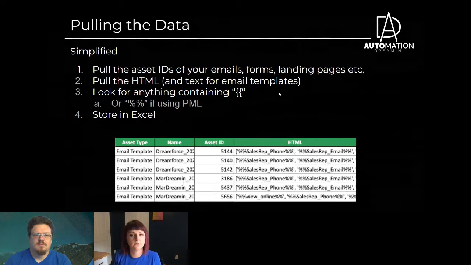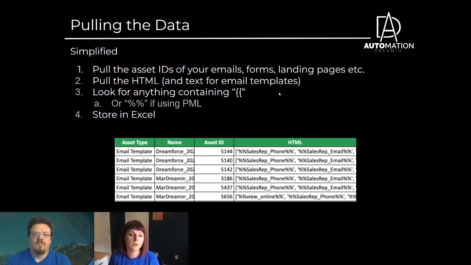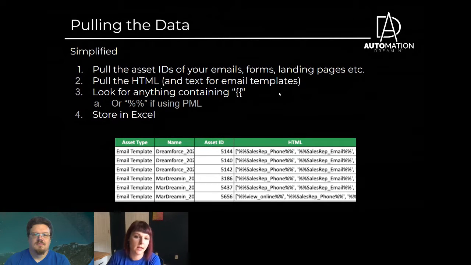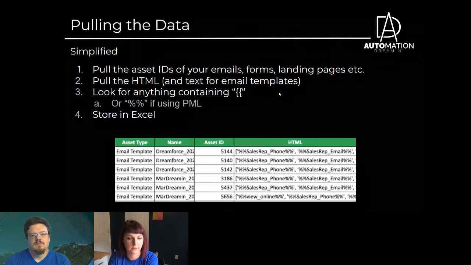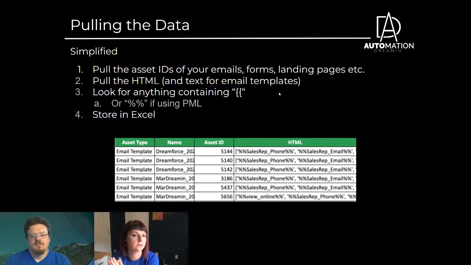And then you'll want to look for anything starting with the two curly brackets if you're using HML, or the two percent signs if you are using PML. And then you'll drop all of that data in Excel. I have a little preview of what my Excel file would look like here. It lists all of my assets and then any tags that are used in them. And I can use Excel's find functionality to zero in on specific dynamic content or specific variable tags, see what assets they're in, and then start the process of updating those assets.